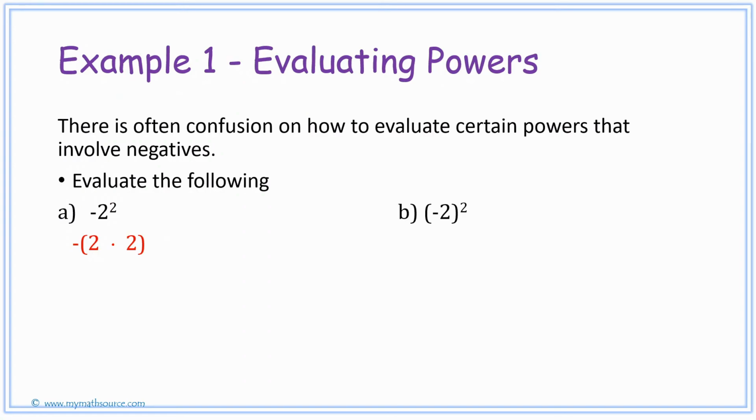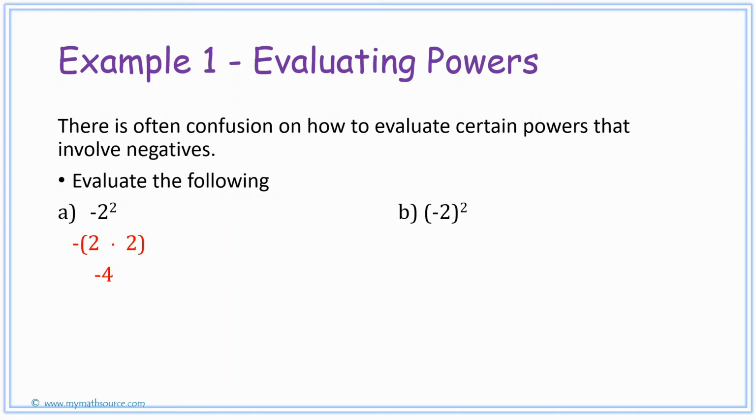But in part B, what we see is there's parentheses around the negative 2. And so it's saying you're squaring the whole thing with the negative included. So over here, 2 times 2 is 4, and the negative on the outside comes in, and that gives us an answer of negative 4.